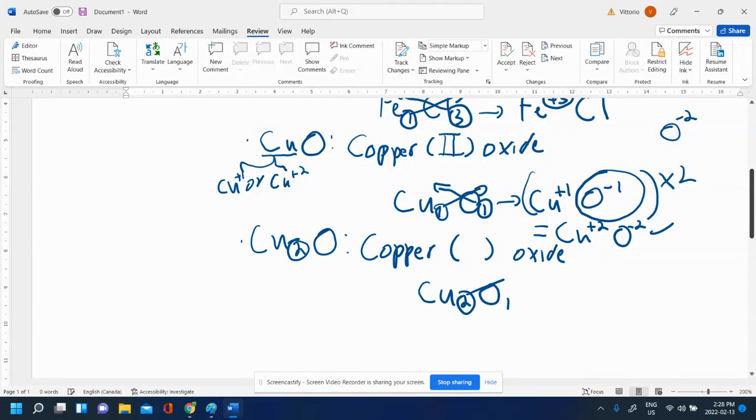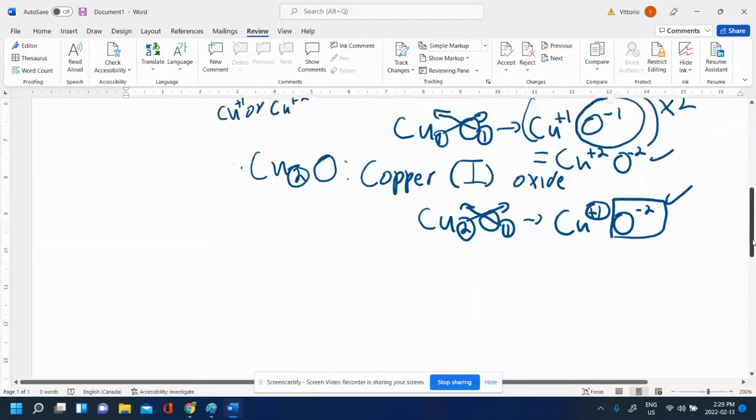Cu2O1, bring this up here, bring this up here, and we get Cu plus 1, because that's a metal, O minus 2. Notice the O minus 2 is good. That means this compound was not reduced, so we can be confident that this is copper 1 oxide. Copper 1 oxide.